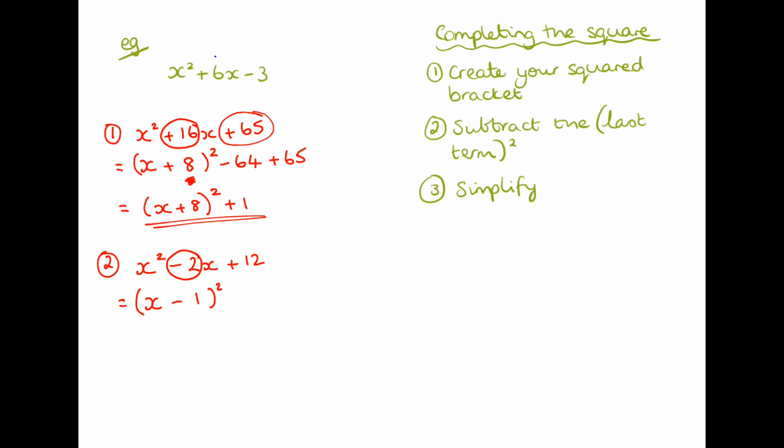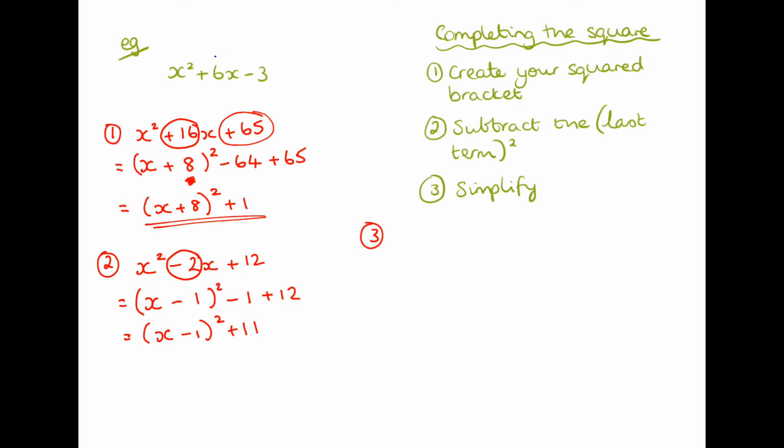Whatever you've just written down there, you square it and subtract it. So 1 squared is 1, so we're taking that off, and we've got our plus 12, so we just simplify the numbers on the end. So we've got x minus 1 squared, and then minus 1 plus 12 is plus 11.